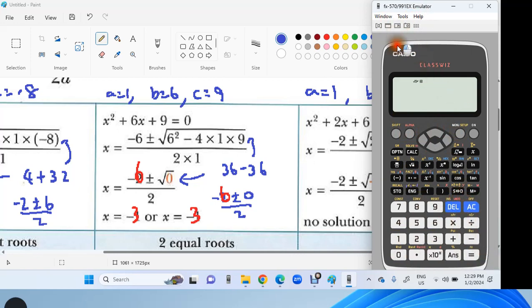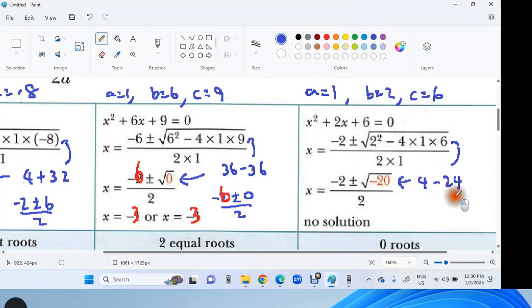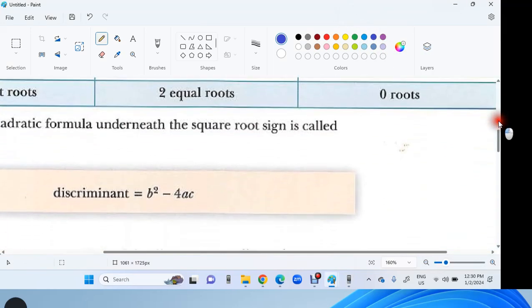But if we use our calculator and go to the equation mode, the polynomial degree 2, then we enter 1, 2, 6 here. The calculator will give you negative 1 plus square root 5i and negative 1 minus square root 5i. So this one has no real root.